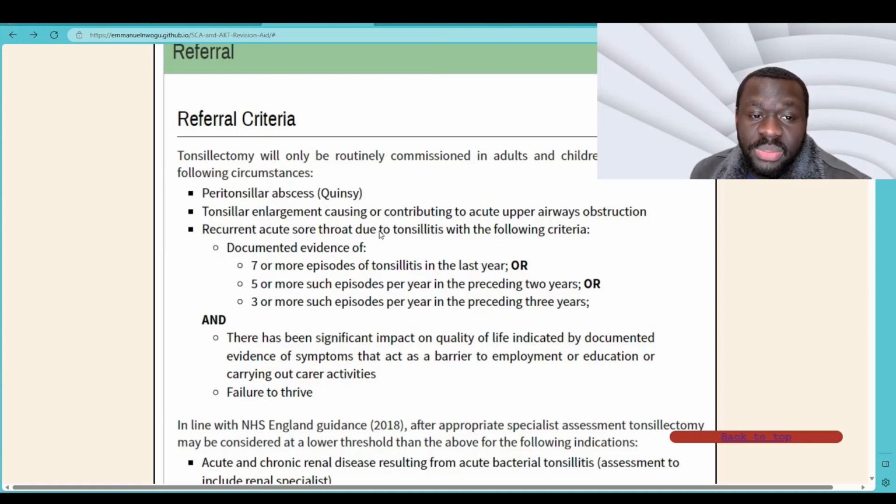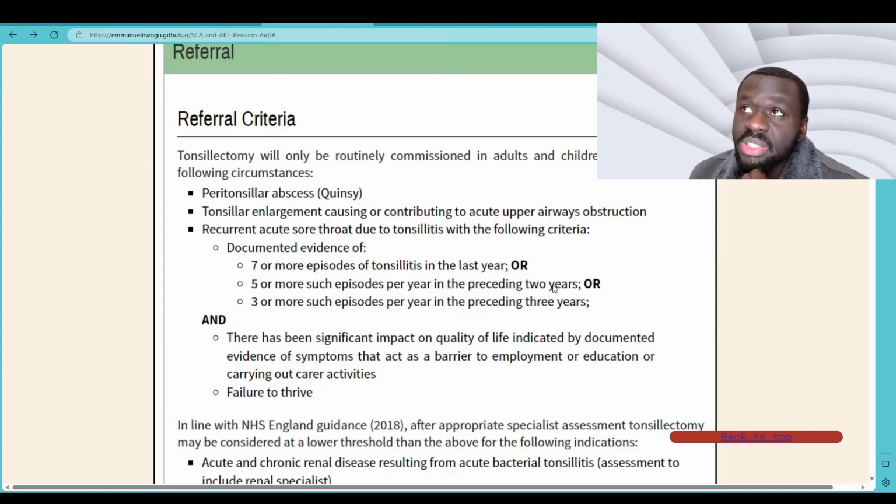Recurrent acute sore throat due to tonsillitis with the following criteria. Documented evidence of 7 or more episodes of tonsillitis in the last year, within the last 12 months. They've had 5 or more episodes within the last 24 months. It's usually good to look at it in terms of months.